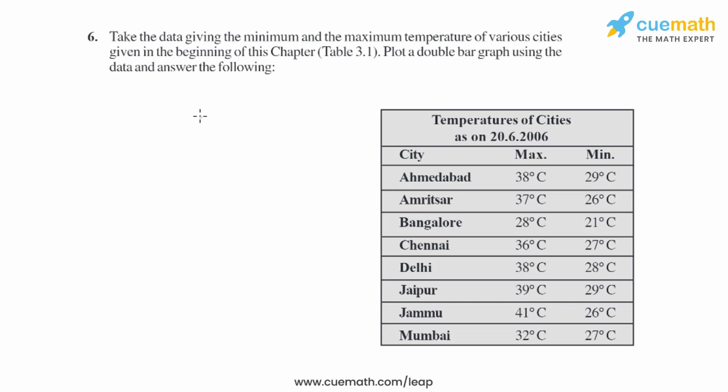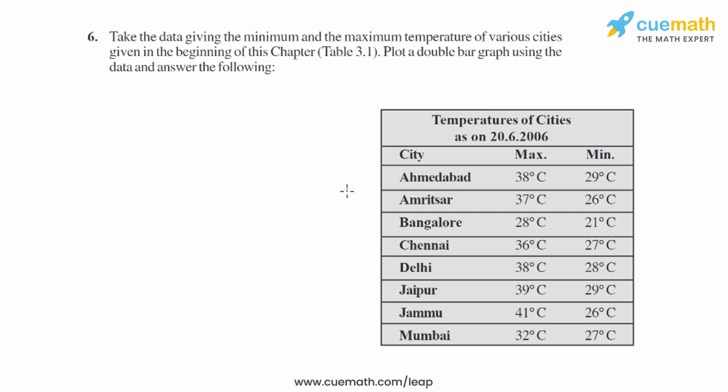Question 6 of this exercise says, take the data giving the minimum and maximum temperature of various cities given in the beginning of this chapter, table 3.1, plot a double bar graph using the data and answer the following. So there are 4 subparts in this question and we will discuss them. So let's try to plot the double bar graph first of all, then we will discuss the subparts.